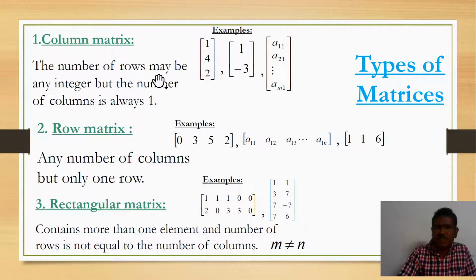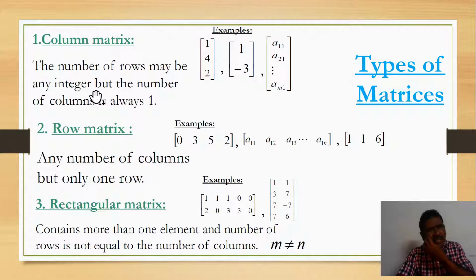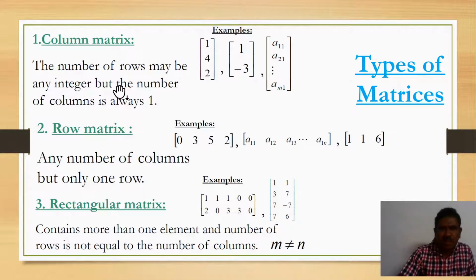The number of rows may be any integer, nothing but any number of rows. Already you know, any value you can give up to n. But the number of columns is always 1.